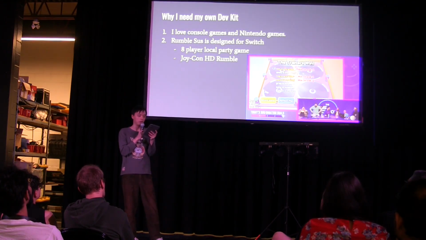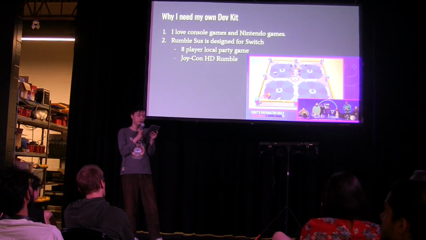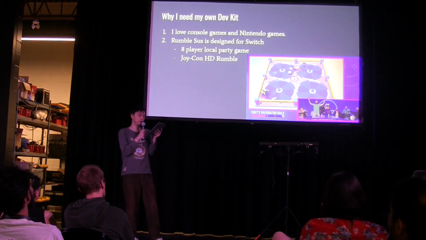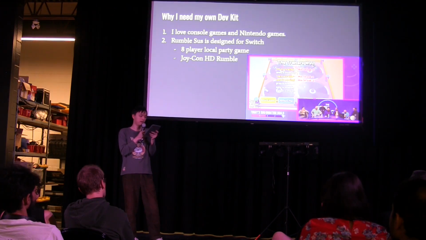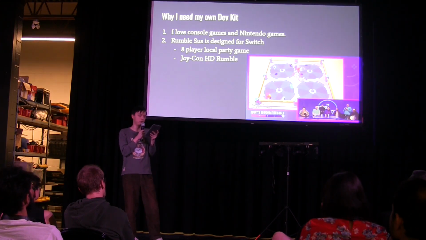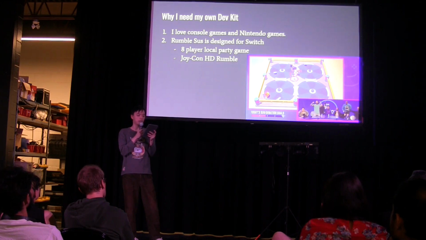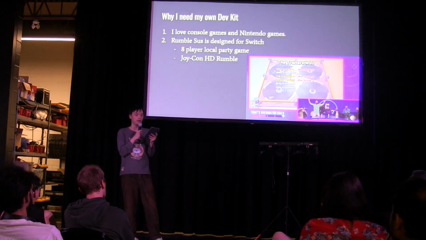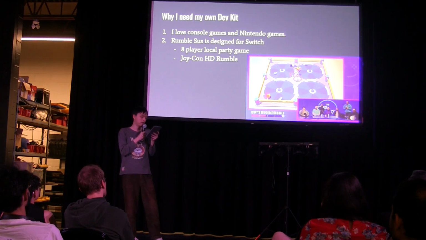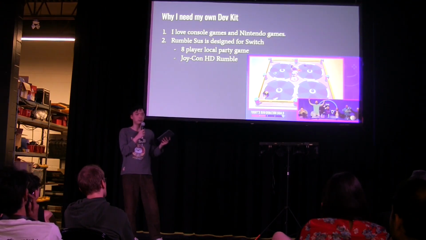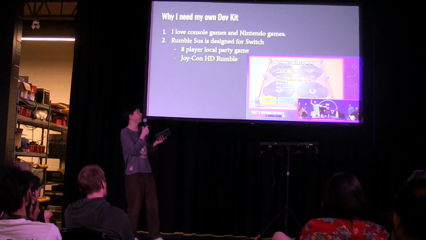So why did I need to have my own development kit instead of making a PC game first and then finding a publisher? First, I love console games and Nintendo games. I'm always very curious about development hardware, so I want one for my own. And secondly, Rumble-Sus is a game designed for the Nintendo Switch because Joy-Con can vibrate without making noticeable sound, so other players cannot hear that you are the traitor or not. Also, Switch is the only viable option for 8-player local multiplayer games. But what if you want to release a game on PC first and then port to Switch? Do you need a dev kit? Next please.